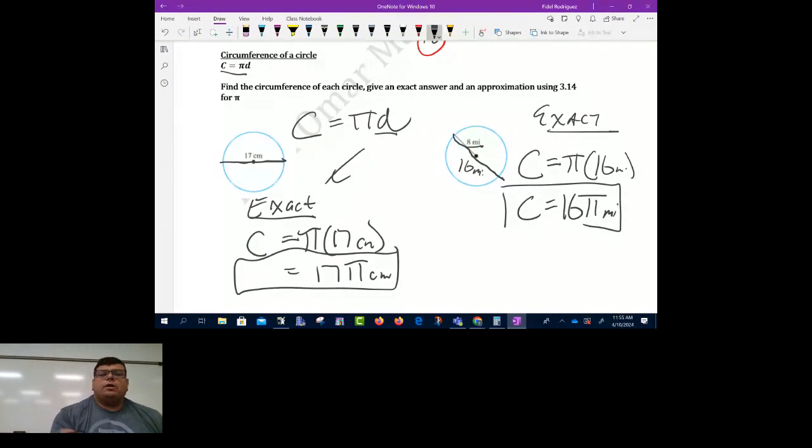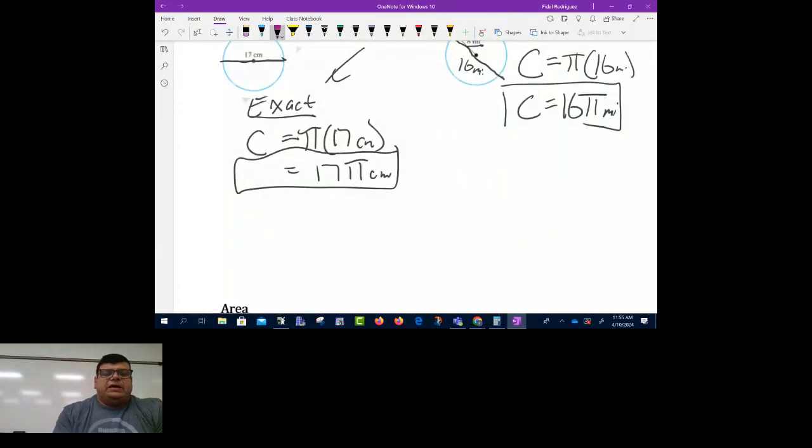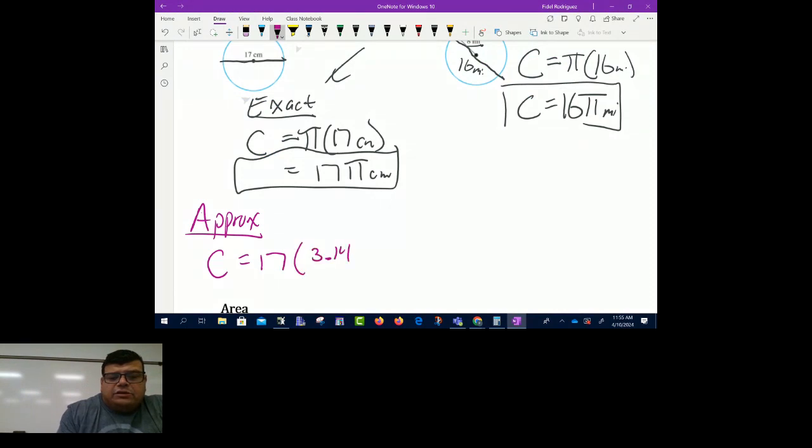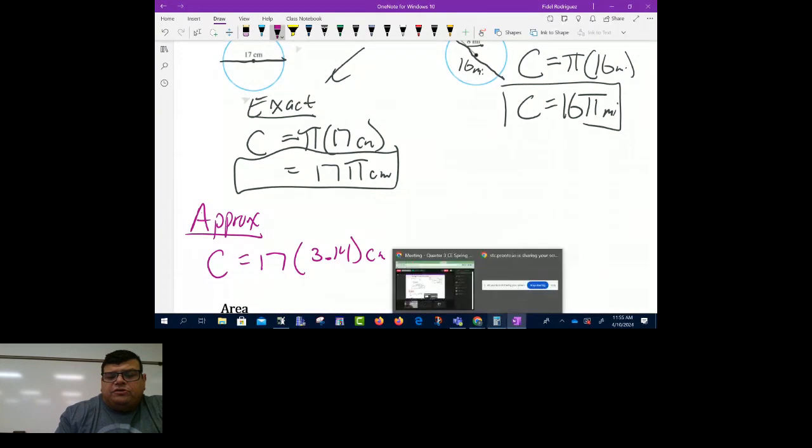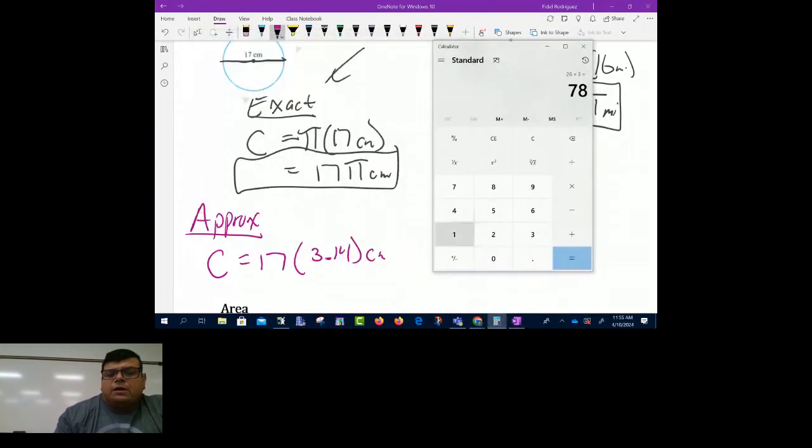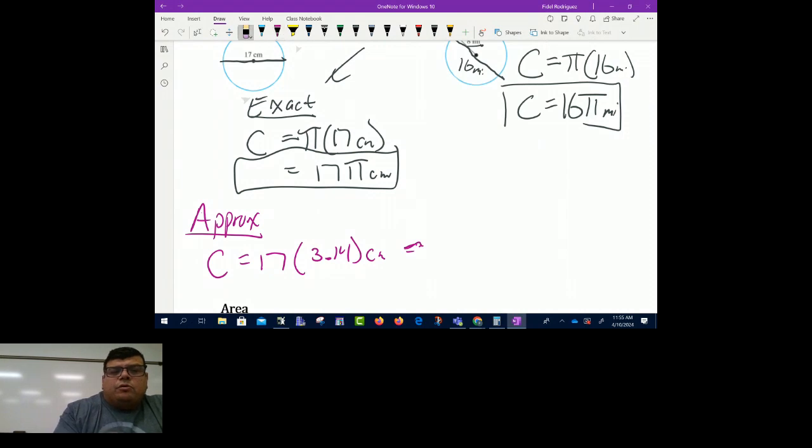Now, there is something that we call an approximation. The way we find the approximation is we're now going to take 17 times 3.14, with the units of centimeters. So 17 times 3.14 is 53.38. And a lot of times for approximations, we write it like this: 53.38 centimeters. This squiggly symbol means approximation.